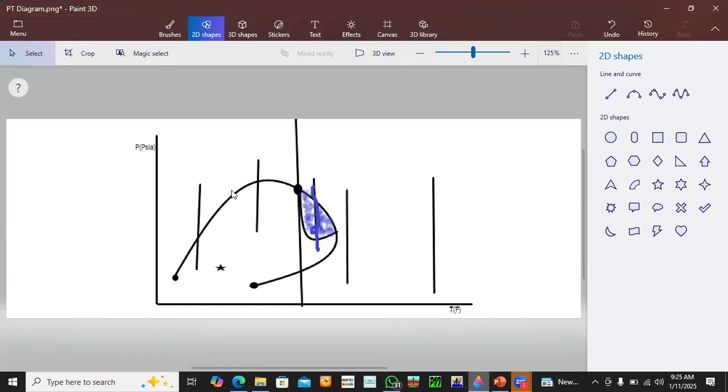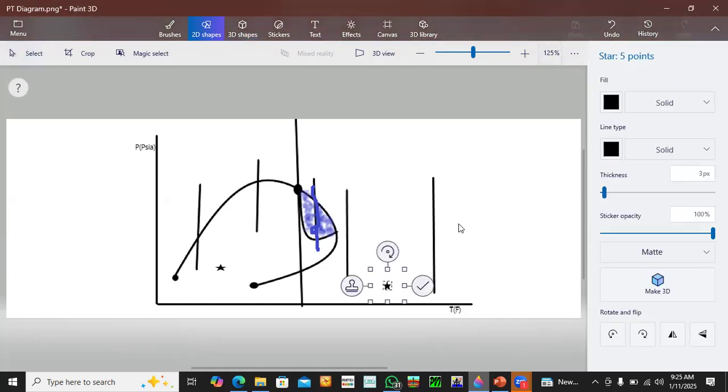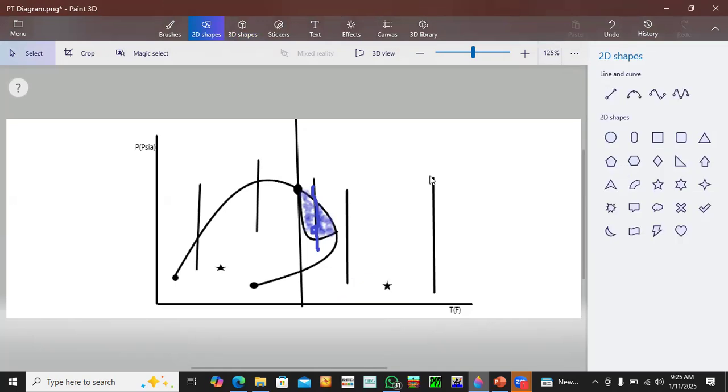The black oil and the volatile oil all have their separator condition within the two-phase envelope, which means at the surface they will be producing two phases. The wet gas also produces two phases because its separator condition is within the two-phase envelope. But the dry gas, which is this, is far away from the cricondentherm, far away from the phase envelope, and has its separator condition outside the two-phase envelope. Thereby, it will have dry gas within the reservoir and produce dry gas at the surface.